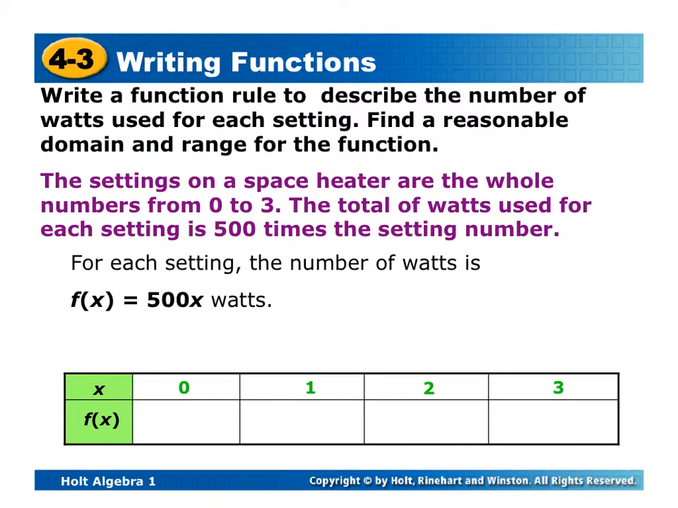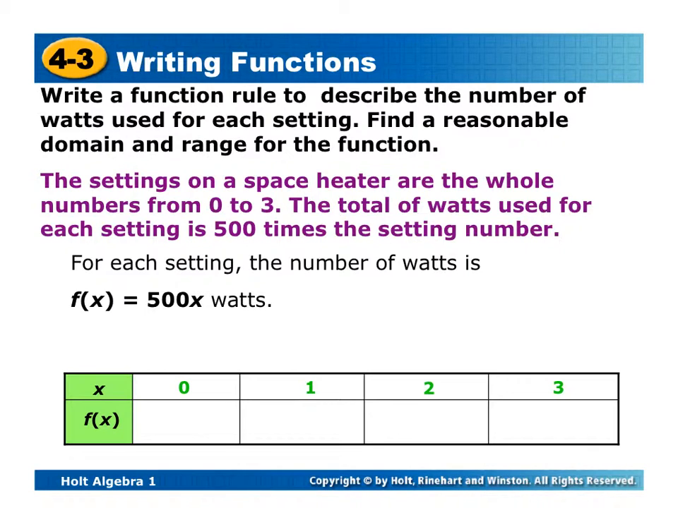So here we want to write a function rule to describe the number of watts used for each setting, and we're going to find a reasonable domain and range for this function. So the settings on a space heater are the whole numbers from 0 to 3. The total watts used for each setting is 500 times the setting number. So in other words, for each setting, the number of watts is f of x equals 500 times x watts.